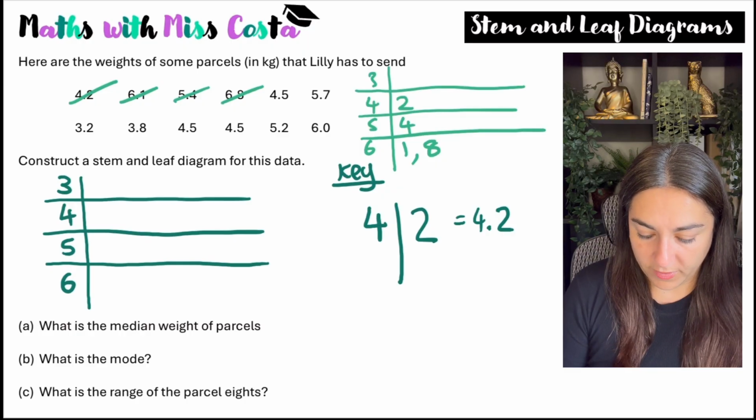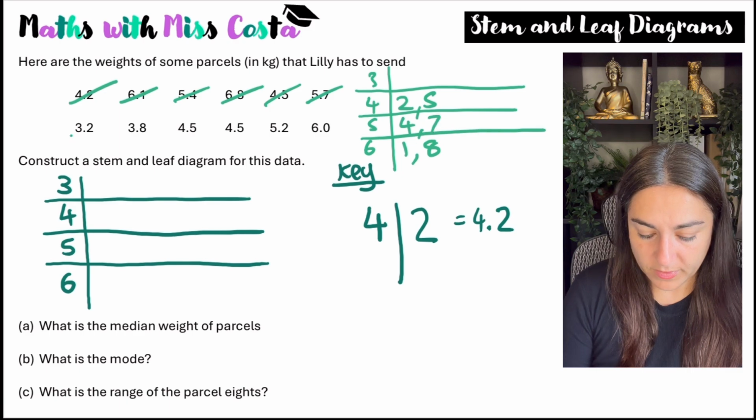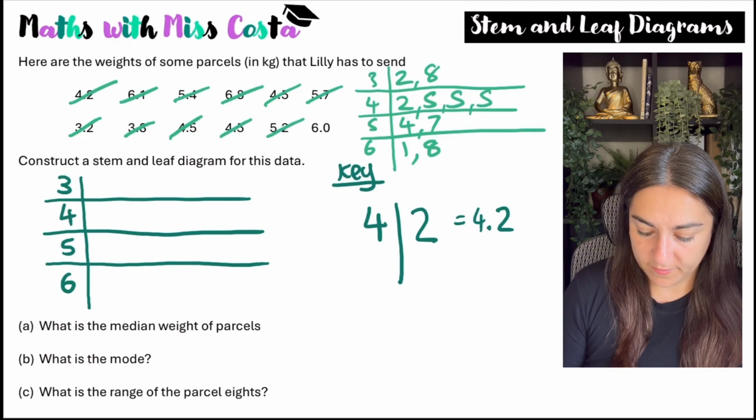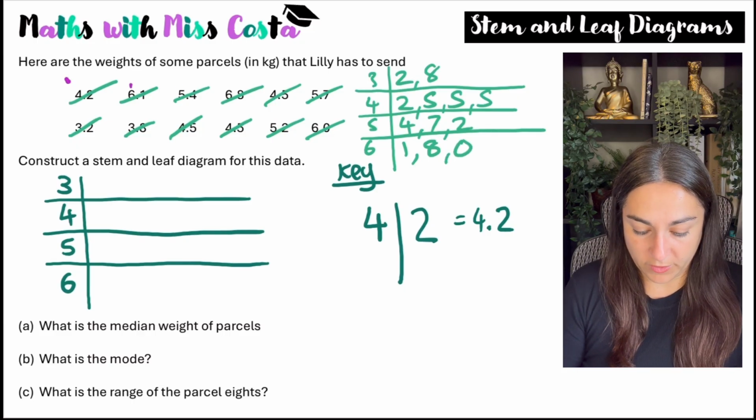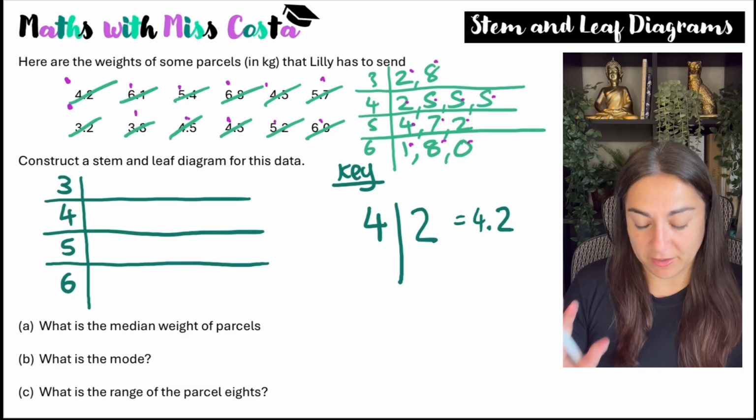Then we've got 4.5, 5.7, 3.2, 3.8, 4.5, another 4.5, 5.2, and 6.0. Then I'm going to double check I have the right amount. So there's 1, 2, 3, 4, 5, 6, 7, 8, 9, 10, 11, 12. So I've got the right amount of values.